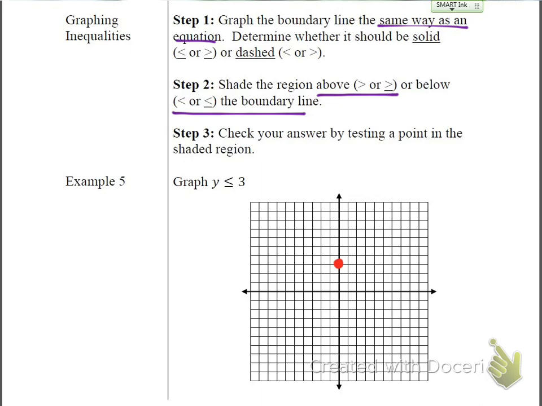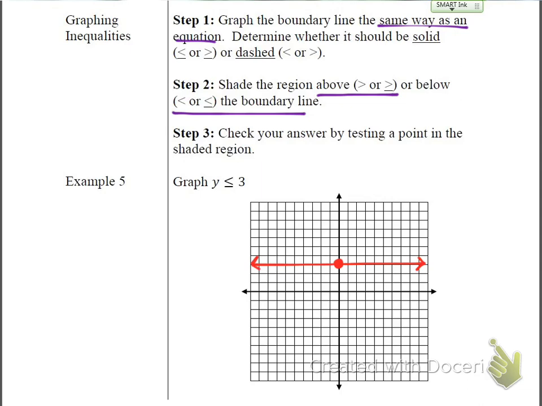Now the thing I have to worry about, though, is this line going to be solid or is it going to be dotted? It's going to be solid. How do you know? Who said it? There's an equal sign underneath it, right? So because there's an equal sign underneath, it's going to be a solid line.